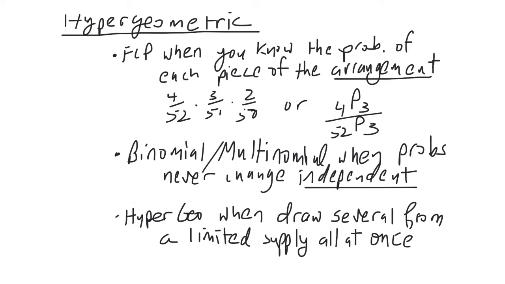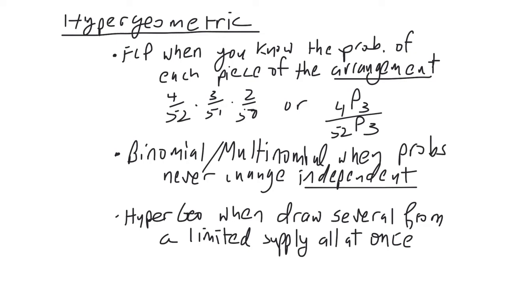The next type of method that we're going to talk about for doing probability problems is called hypergeometric. And it's important to understand the difference as to when to use hypergeometric. So the fundamental counting principle is when you know the probability of each piece of the arrangement.